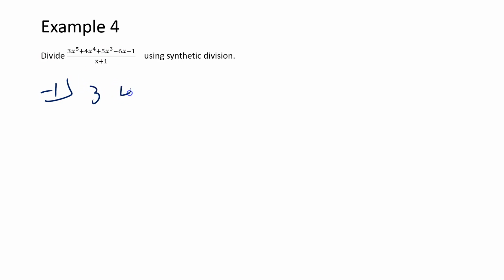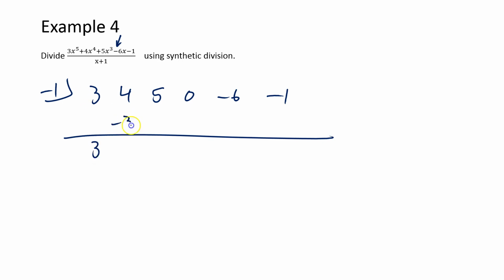So 3, 4, 5, ooh. There's a missing x squared, right? So we need a 0. Very important when you're doing synthetic division. Negative 6 and negative 1. 3, negative 3, 1, negative 1, 4, negative 4.